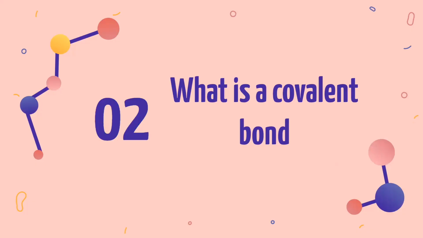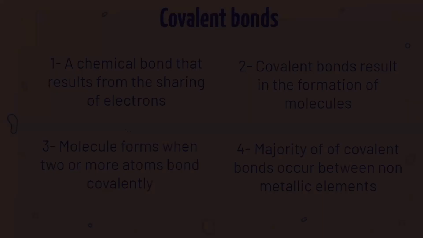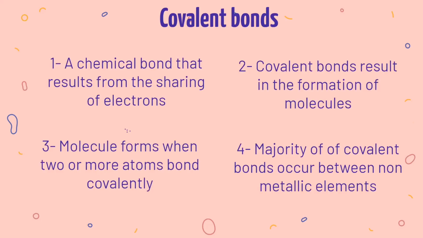All right. And what is the covalent bond? So basically, a covalent bond is a result from sharing of electrons, the valence electrons in the outer shell. And covalent bonds result in the formation of molecules. Because in ionic bonds, we form obviously ions, and in the hydrogen bonds, we form hydrogen bonds. But in covalent bonds, we form molecules. The majority of covalent bonds occur between non-metallic elements.